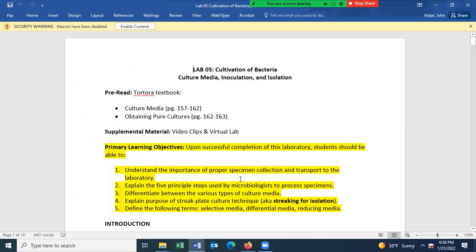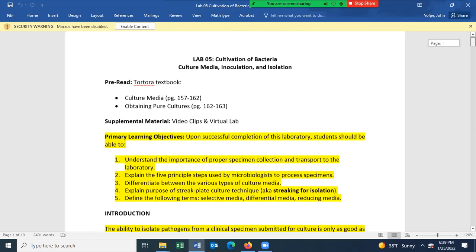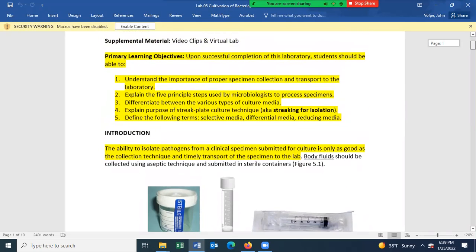So we're doing lab 5 today, cultivation of bacteria. We'll talk about different culture media, inoculation and isolation. There is some reading that you should do before beginning this lab. And there is a video clip and a virtual lab for today. I'll have to check to make sure the virtual lab still works, but hopefully there's a virtual lab.